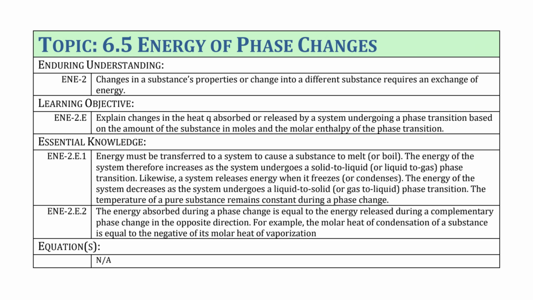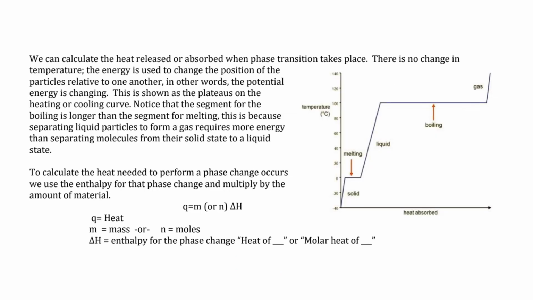Q equals mass or moles times delta H, or the enthalpy of the phase change, which you're going to see in a minute. So we can calculate the heat released or absorbed when a phase transition takes place.